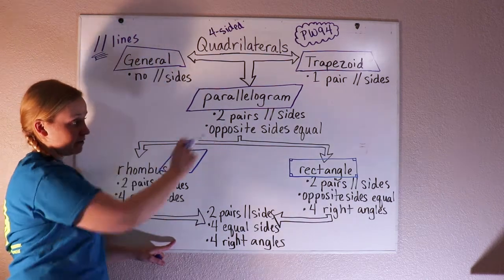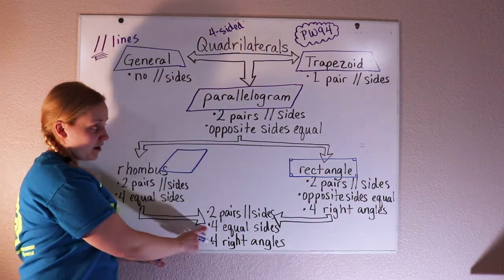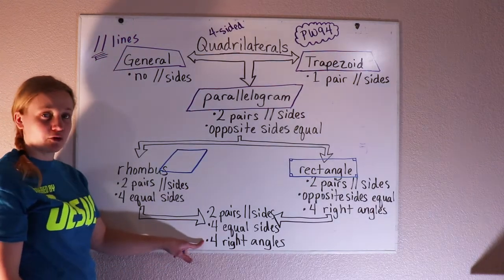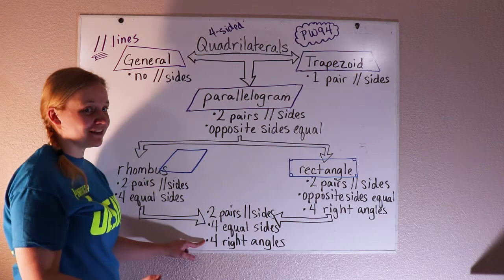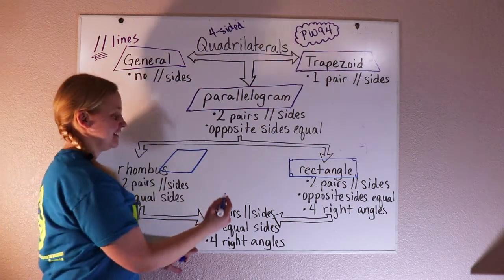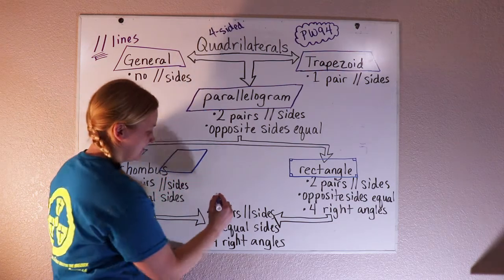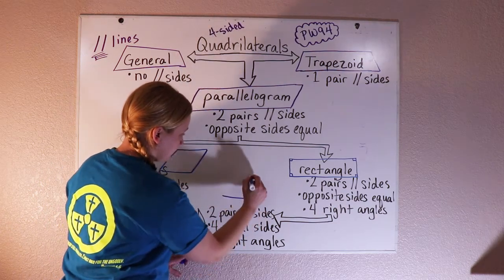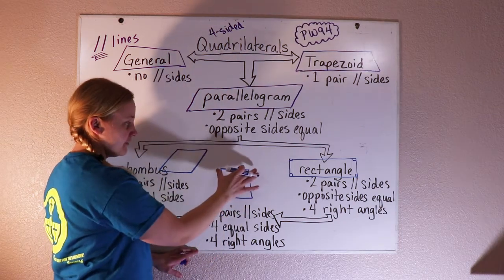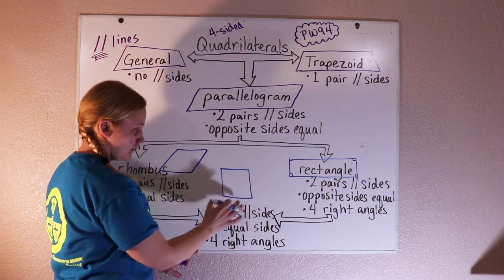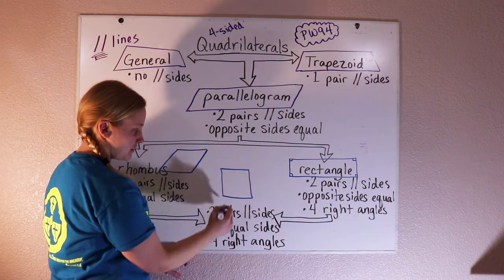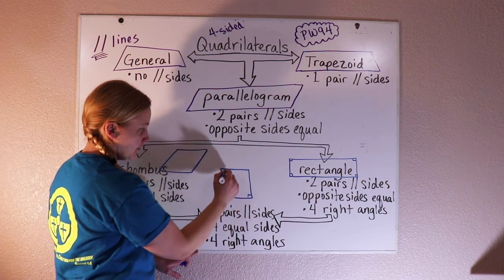It has two pairs of parallel sides. It has all four sides equal in length, and it has four right angles. Do you know what geometric shape we're talking about here? Okay, if you guessed square, you are correct. I know it's probably not a perfect square, but you get the idea. Four equal sides, two pairs of parallel sides, these will never touch, and four right angles.